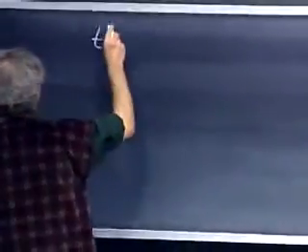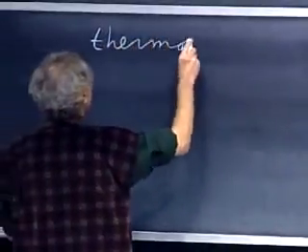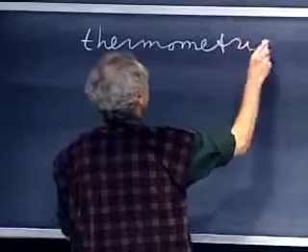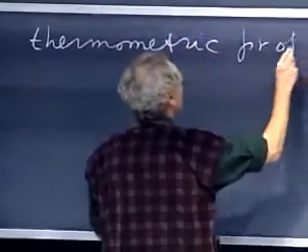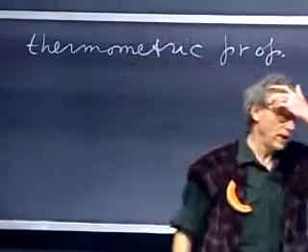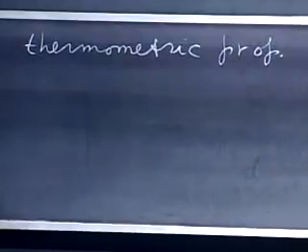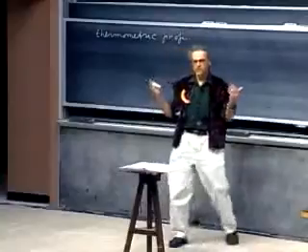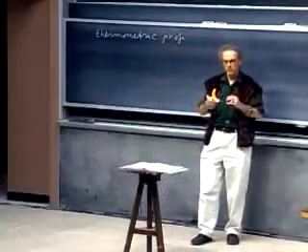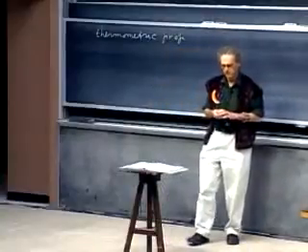When objects are heated or cooled, and the temperature changes, then some of their properties change. And those properties are called thermometric properties. One very characteristic thermometric property is that most substances, when you heat them, they expand. And when you cool them, they shrink. We'll talk more about it later.